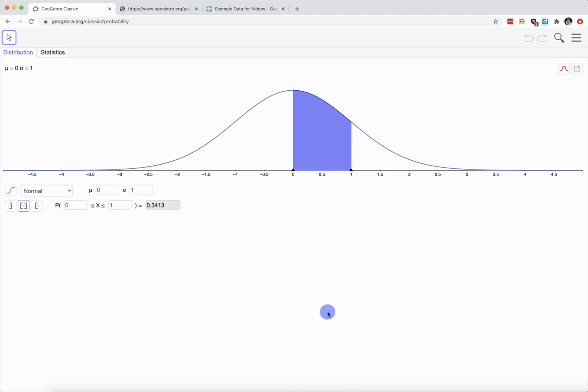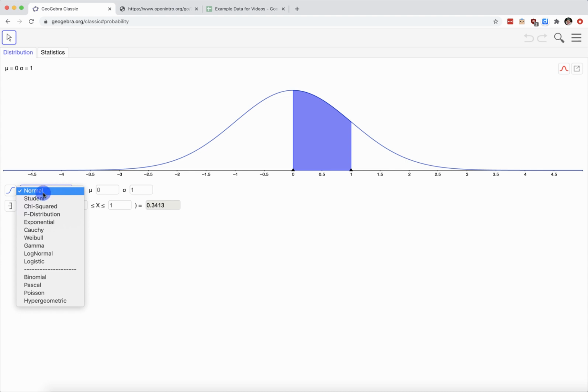In this video, I'll give you a tour of GeoGebra and how to use the probability distributions. First, go to the website geogebra.org/classic/probability. You'll want to click on the distribution tab, and then below the picture of the normal distribution, there's a drop-down box that says normal in it. You can choose different distributions.